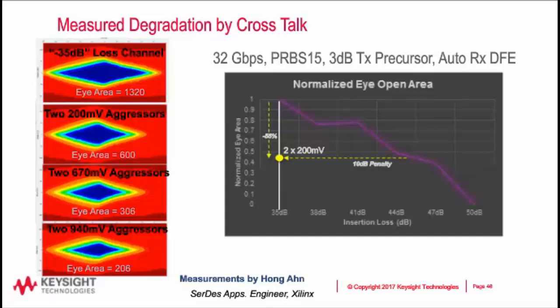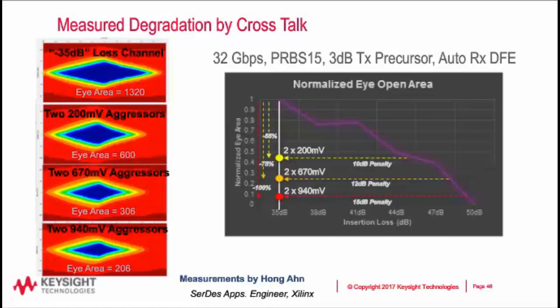It's roughly a 10 dB penalty there. If we add in an aggressor at 670 millivolts, this is about roughly a 12 dB penalty. And then finally with our 940 millivolts. So if we have an aggressor that has a fairly high amplitude sitting next to our channel, we can get as much as a 15 dB penalty of loss.